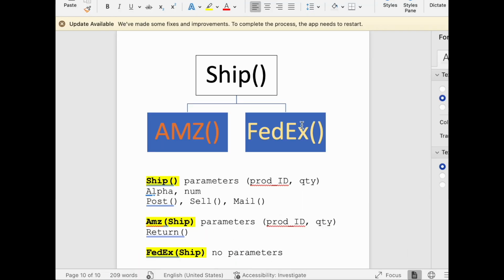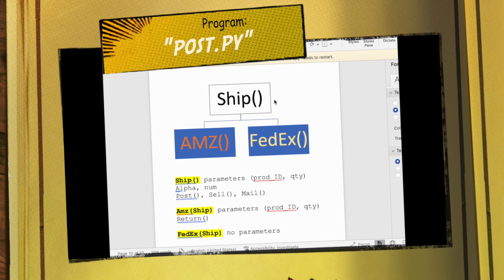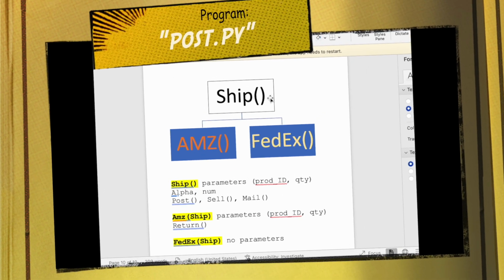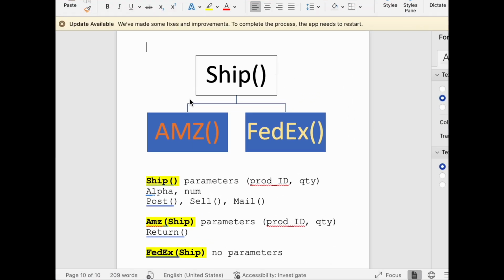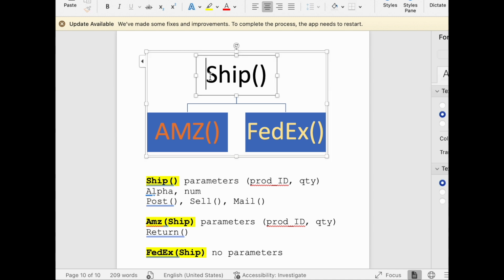All right, let's take a look at the post.py program, and I did a layout here, a visual layout. So here is the superclass Ship. Here are the child classes or subclasses of the superclass Ship. We have Amazon and FedEx.